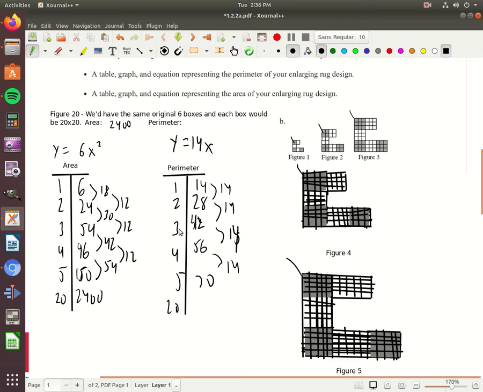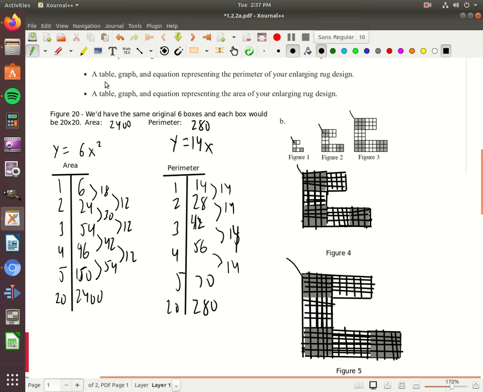And again, if I plug 1 in, I get 14. If I plug in 2, I get 28. If I plug in 3, I get 42. 4, I get 56. So what happens if I plug in 20? Well, it looks like 14 times 2 is 28 with the 0 at the end. 280 would be my perimeter of that one.